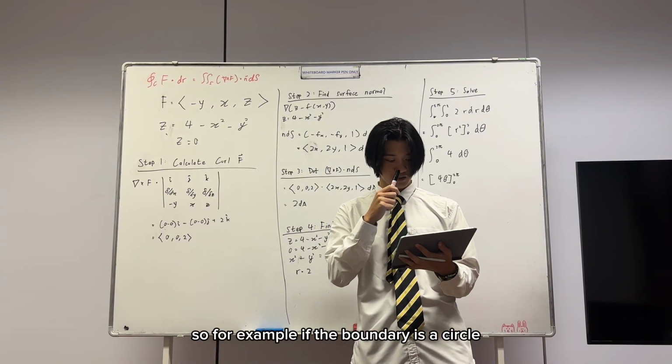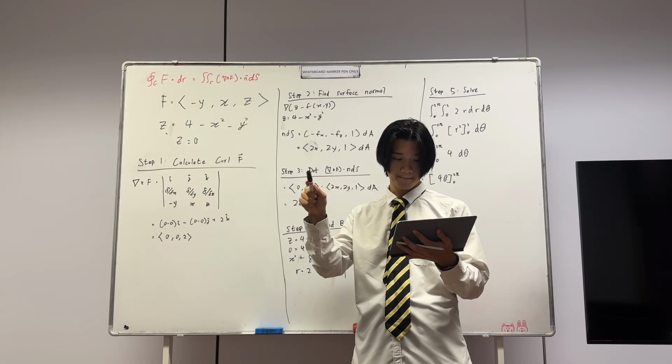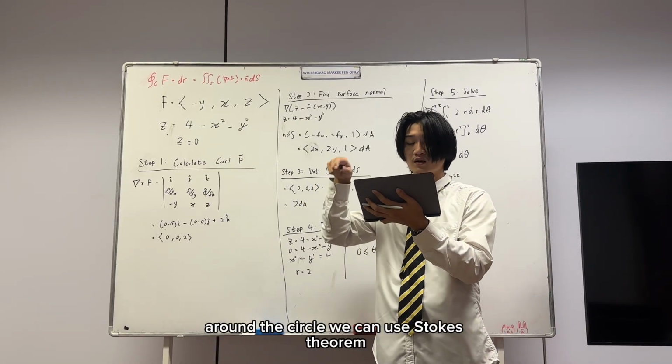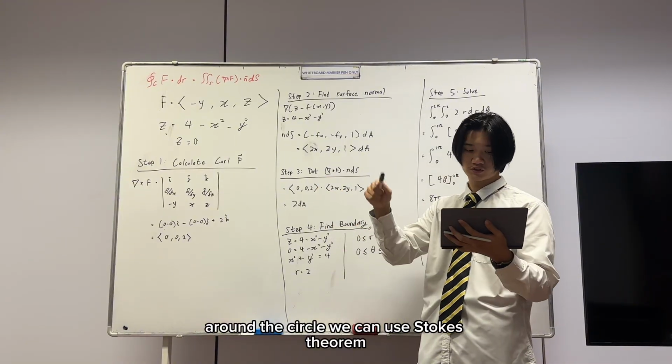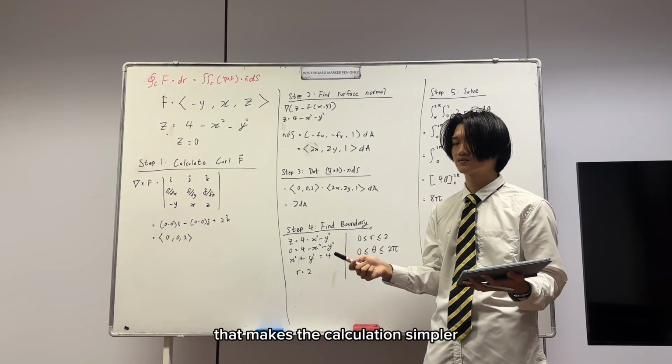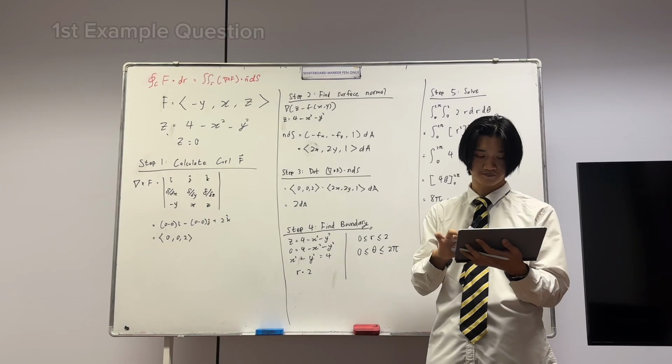So for example, if the boundary is a circle, instead of doing a long line integral around the circle, we can use Stokes' theorem and integrate over the flat disk. That makes the calculation simpler.